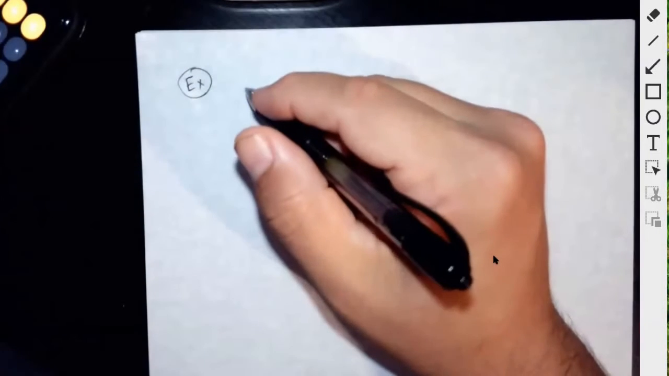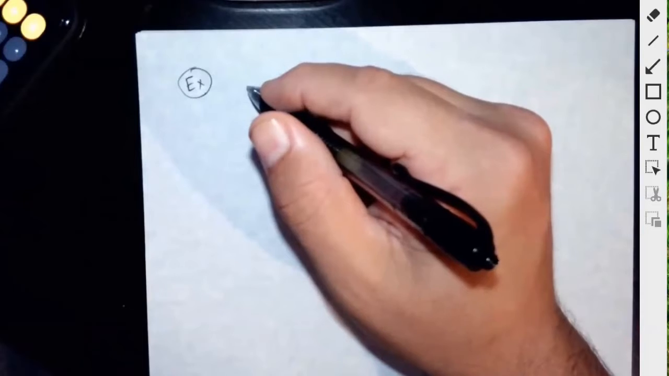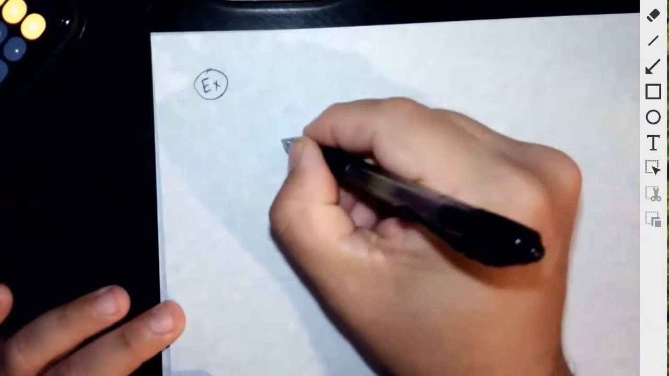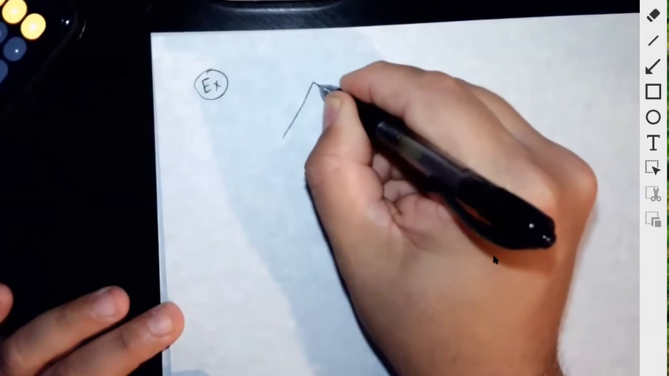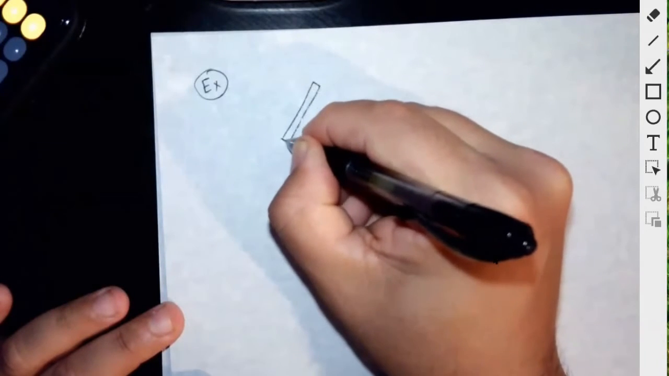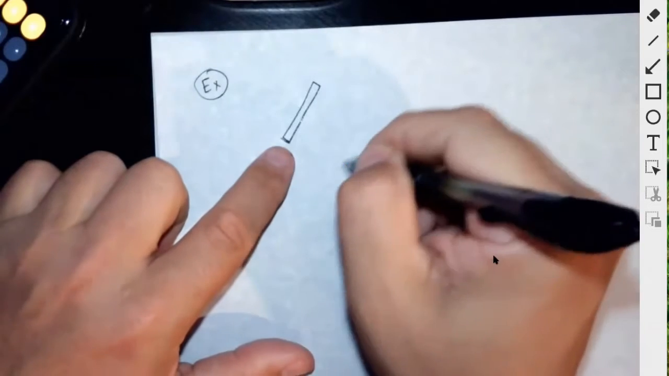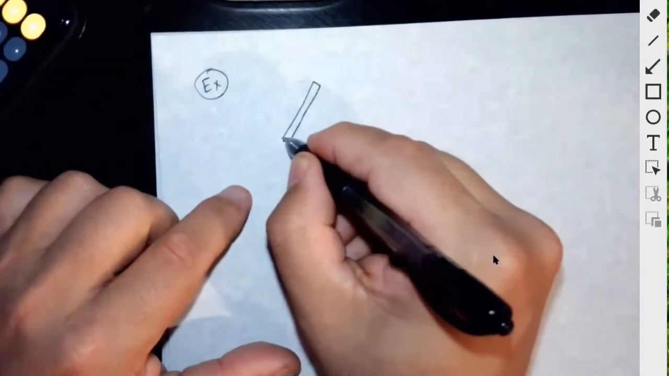The magnetic field changing, those are your typical ones. Then this one, the sliding rod, is a kind of different one. How about a rotating rod? This is kind of unusual. Imagine this rod is rotating about its center.